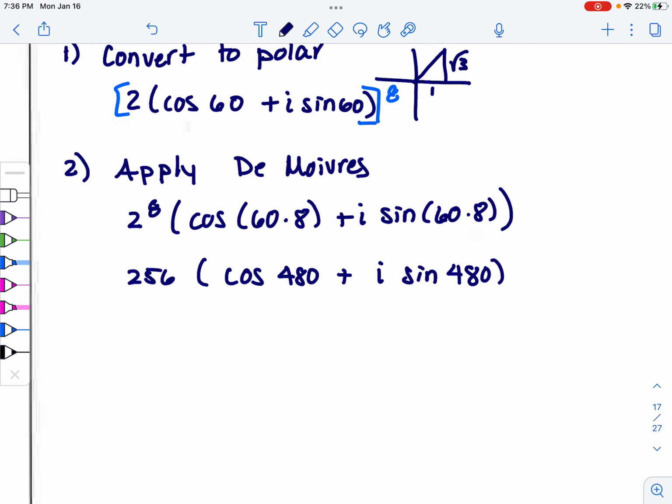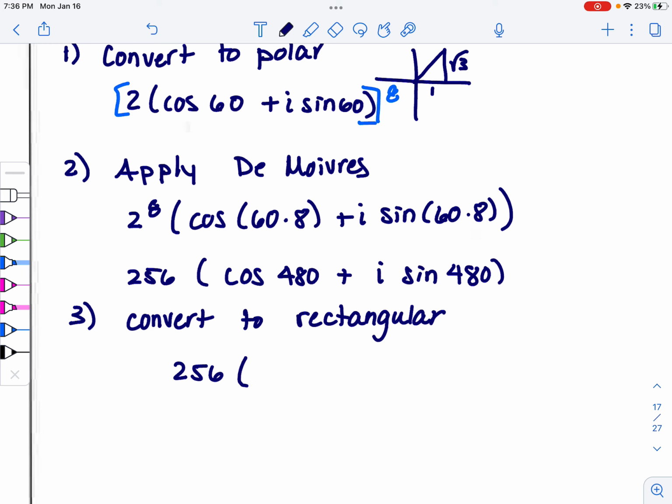And again, I'm going to go ahead and reduce that because my third step is I'm going to try to get it back into rectangular because that's what the directions said. So convert to rectangular. So we've got 480, I'm subtracting out 360. This gets me 256 because I'm doing coterminal. For those of you who forgot, 480 is too big, so I subtracted 360. This would be 256 times the cosine of 120 plus I times the sine of 120.